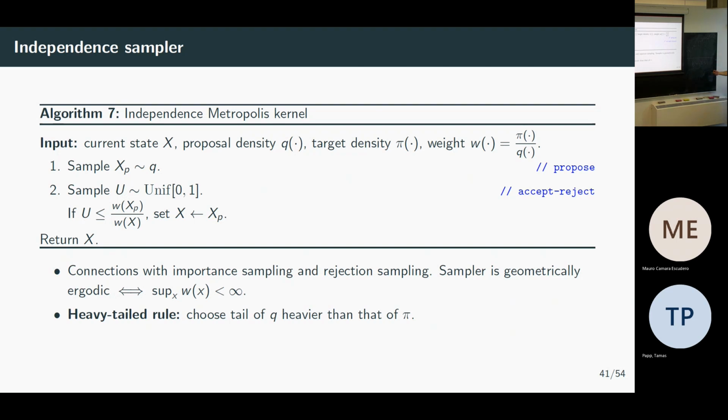There are connections between independence Metropolis, importance sampling, and rejection sampling given by this weight here. In particular, this sampler is geometrically ergodic whenever the weight is uniformly bounded, and I think Sam made that assumption as well. So we're going to make this. In terms of achieving this, you want to use the heavy-tailed rule: you choose the tail of Q to be heavier than the tail of pi. This is why tempering ideas work in this particular case, because they ensure this.